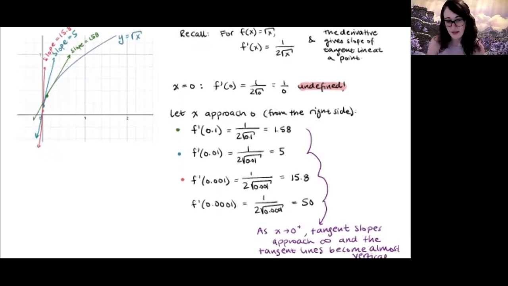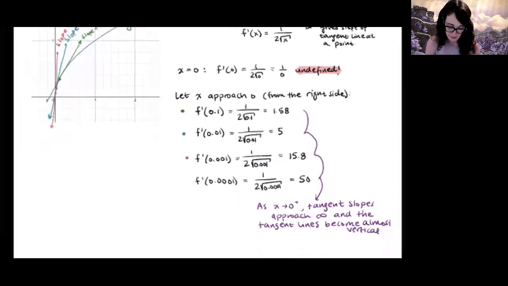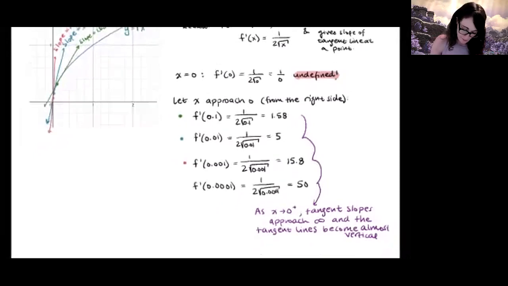So the connection, or like the word, I guess, that we use to describe this idea, when you can't find a tangent line to a point, even though there is a point on the graph, like 0, 0 is a point on this graph here, not all places have tangent lines. There are some cases where a function just doesn't have a tangent line. And that is called non-differentiable.